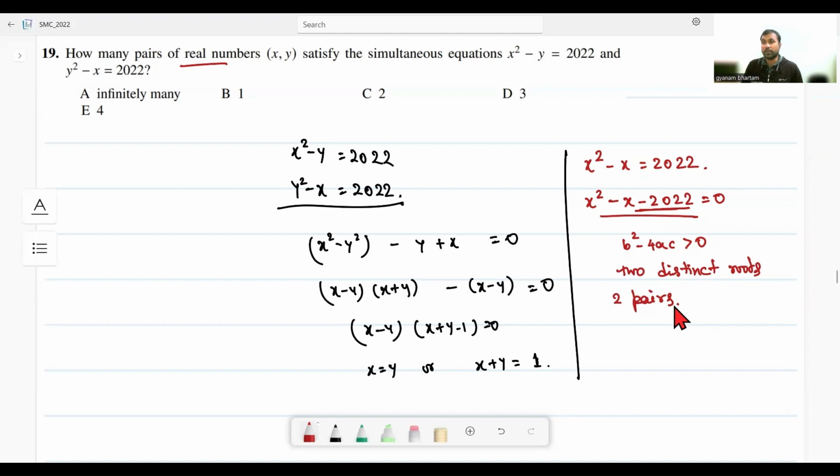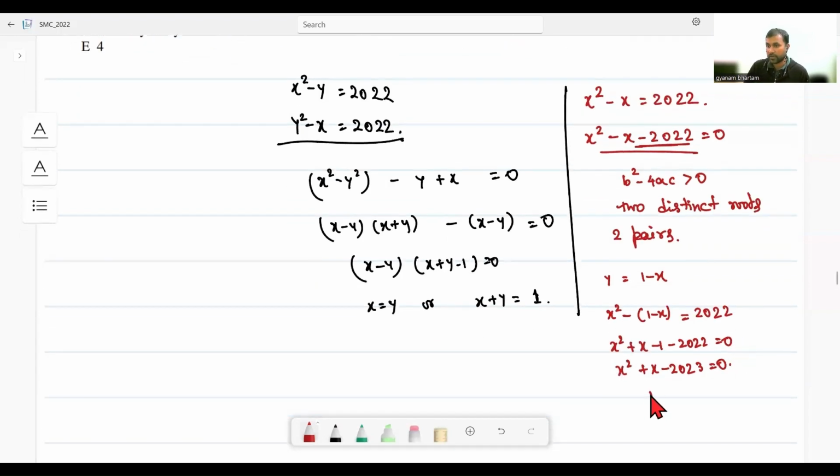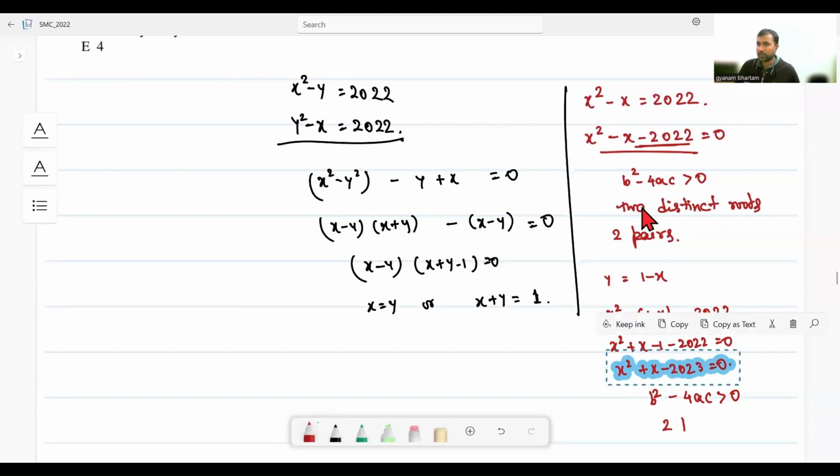Now x plus y equal to 1 we have. So we can write y equal to 1 minus x. So we have x square minus (1 minus x) whole square, all of this equal to 2022. Again we have x square plus x minus 1 minus 2022, so x square plus x minus 2023 equal to 0. Again b square minus 4ac is a really big positive number, just like the last one. So it's positive, again two distinct roots, so we have again two pairs.